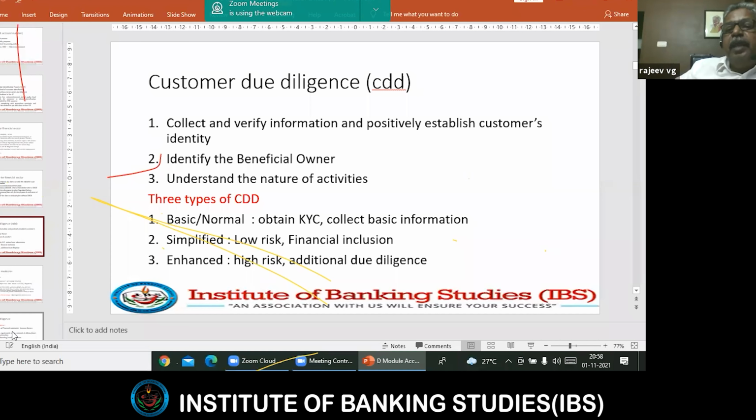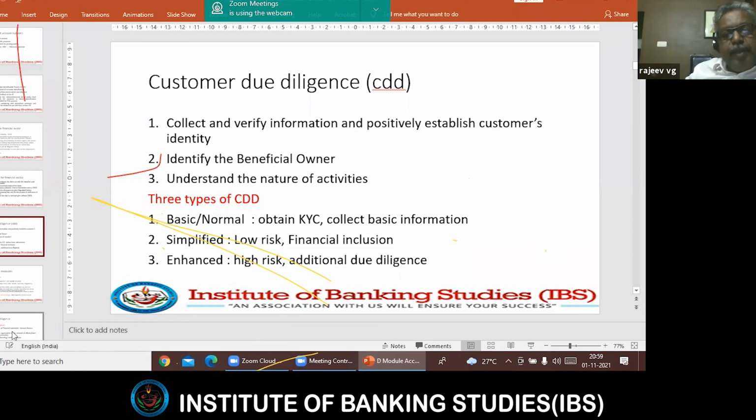In banks, as per the directions, three types of customer due diligence have to be there. One is the basic, normal one, which includes obtaining the KYC documents and collecting basic information. Number two is simplified, for low-risk customers and for people coming to open accounts under financial inclusion. We will not ask for all the documents we ask for in respect of normal customers. There will be some relaxations in the stipulations regarding identifying documents, address proof and other things. The third one is enhanced.